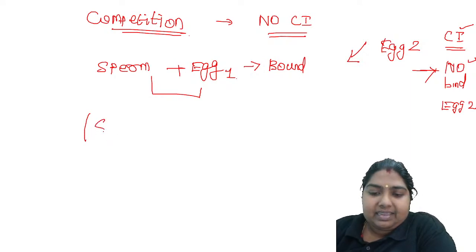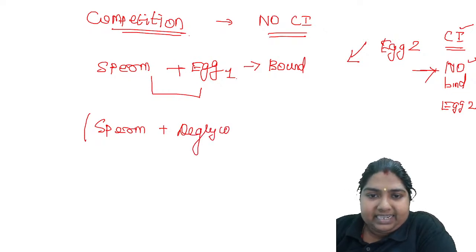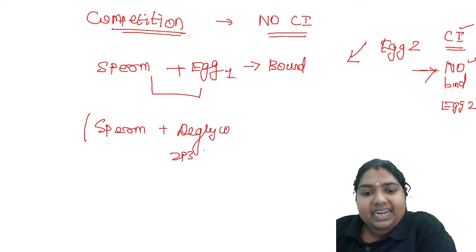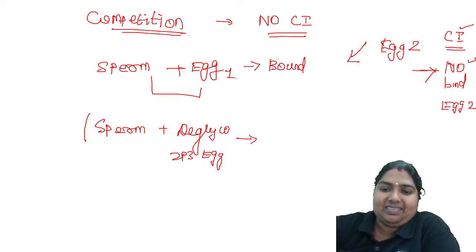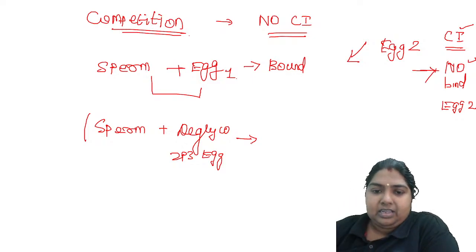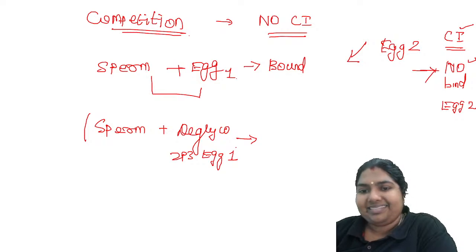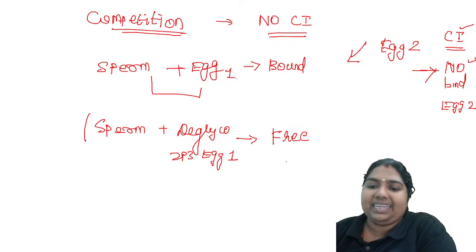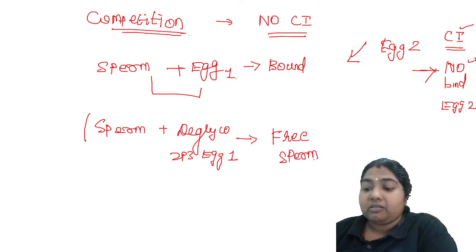That means to this sperm, if at all you are adding deglycosylated ZP3 containing egg, will the sperm bind or not? Will the sperm be able to bind to this egg number 1? Will it be bound? No, no ZP3, no binding. So there is a free sperm.